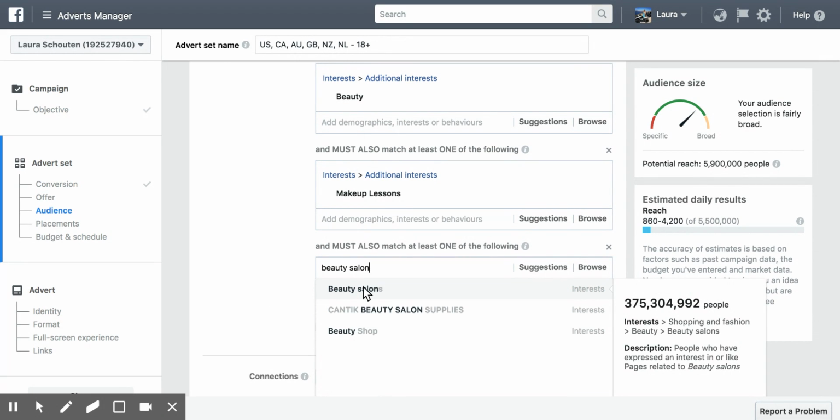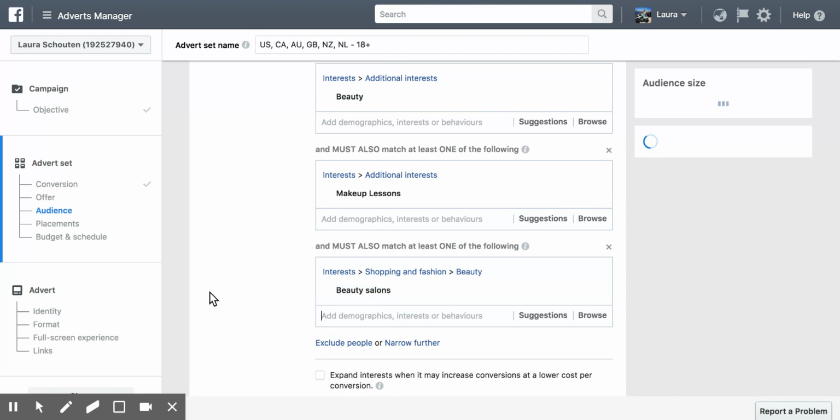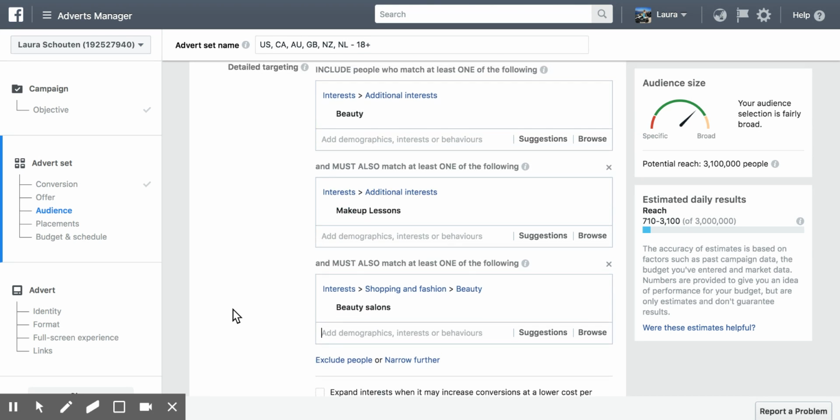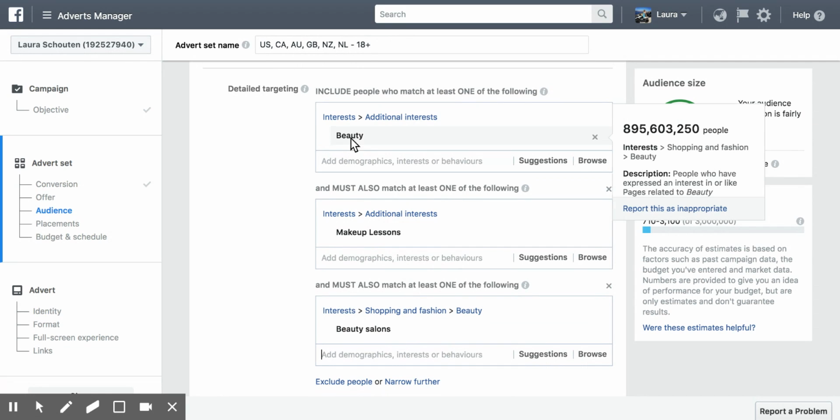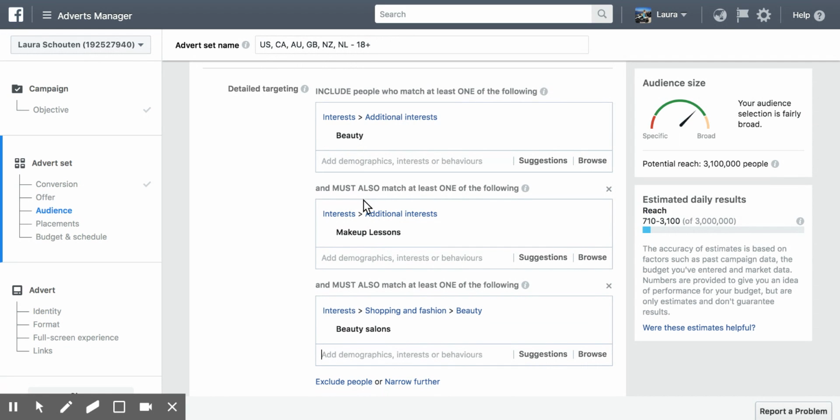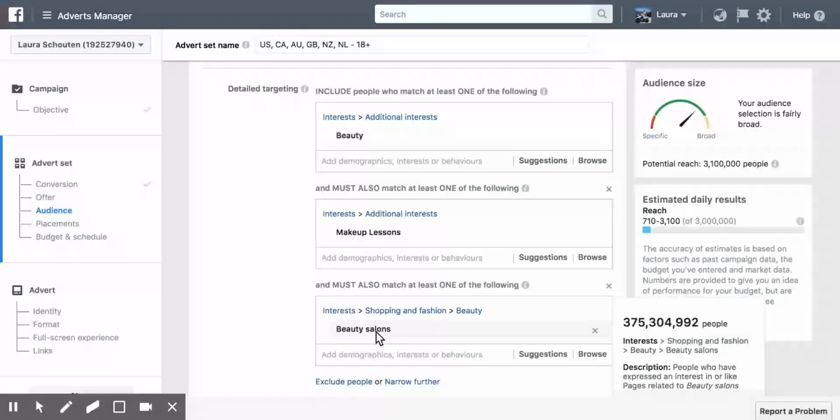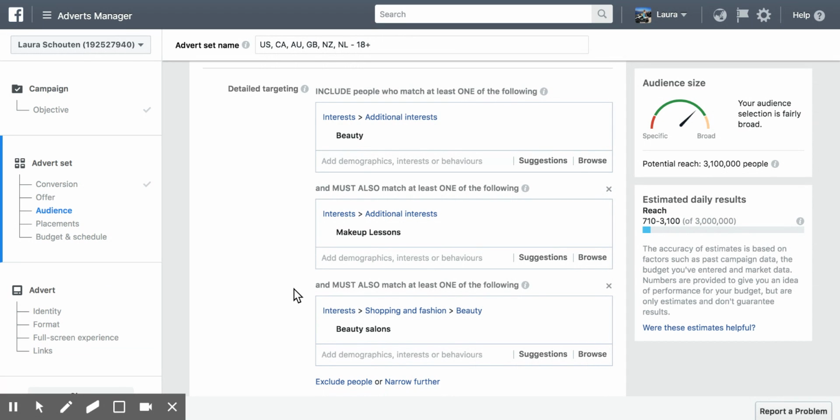So people who have interest in pages related to beauty salons. So that's like, shops where people go to get their makeup done, etc. So once again, we're narrowing it down here, and you're going to go from people who just like anything related to beauty on Facebook to people who are actually interested in lessons. So they're enthusiasts, they're passionate about it, and then people that actually like and follow pages on Facebook that are beauty salons.